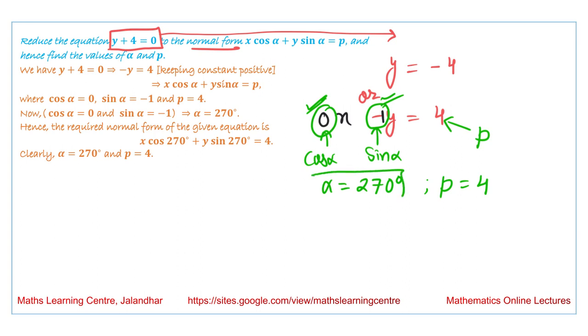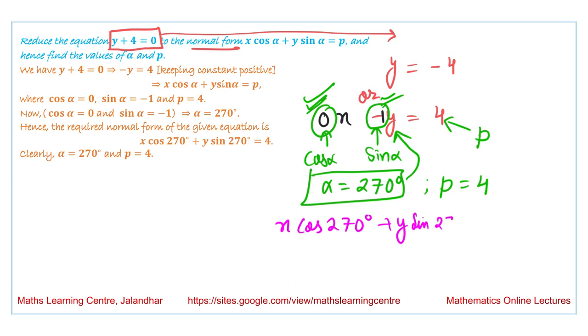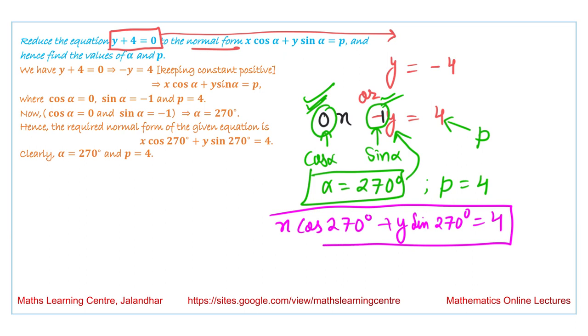For alpha is equal to 270 degree, the value of sin alpha will be minus 1, cos alpha will be 0, and the equation in the normal form we will obtain is x cos 270 degree plus y sin 270 degree is equal to 4. This is the equation in the normal form, and these are the values of alpha and p that are required over here.